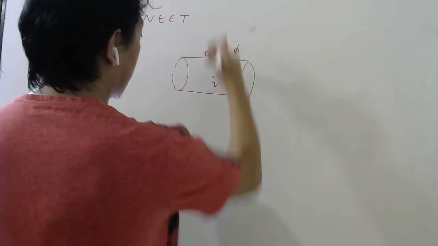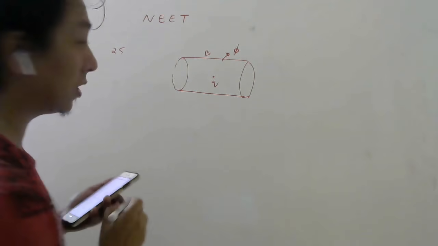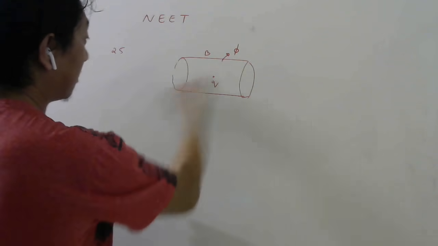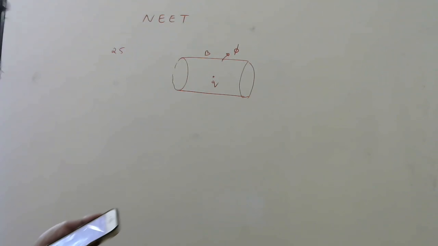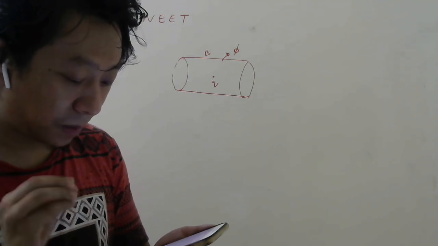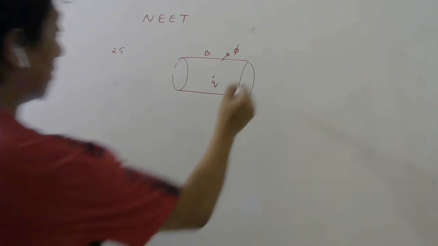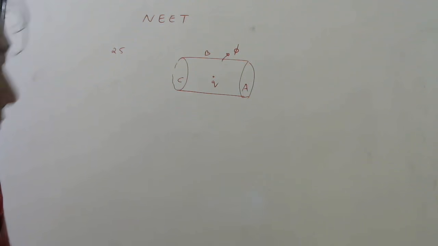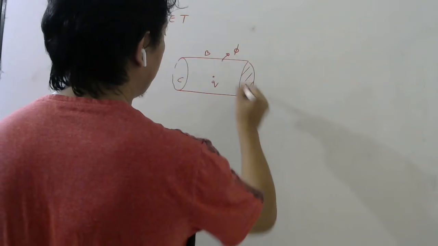So flux through this curved surface they are calling phi, because you know that lines of electric field will cut this curved surface also, and it will cut this flat surface also. They are asking you the flux linked with the plane surface A. So this is the plane surface A they are calling, this is C. So they want flux through this surface in terms of this flux.